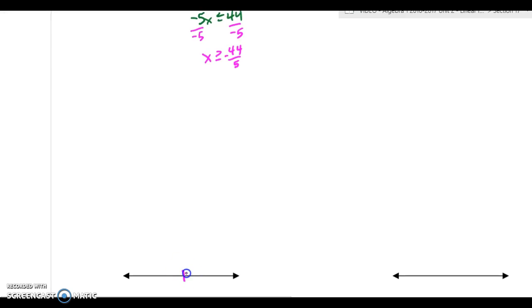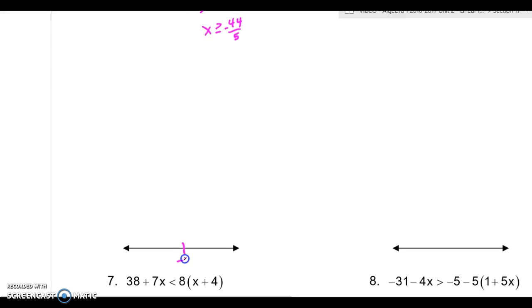So I'm going to put that number on the number line, negative 44/5. It's greater than or equal to, so I'm going to close that circle and shade to the right. Now in part 2 of the video, we're going to take a look at how to solve what's called a compound inequality, where we essentially have two inequalities together at one time.